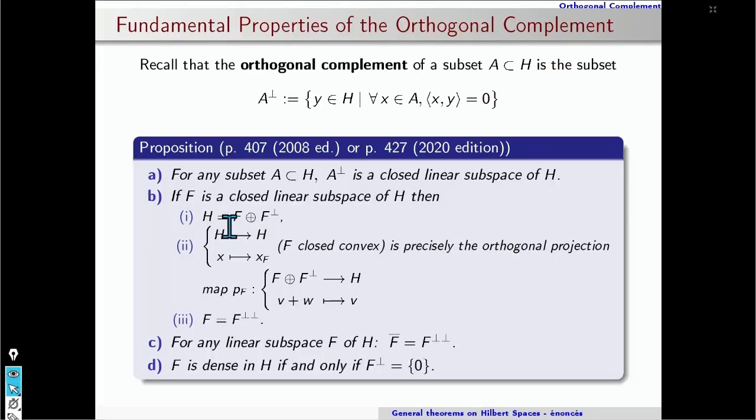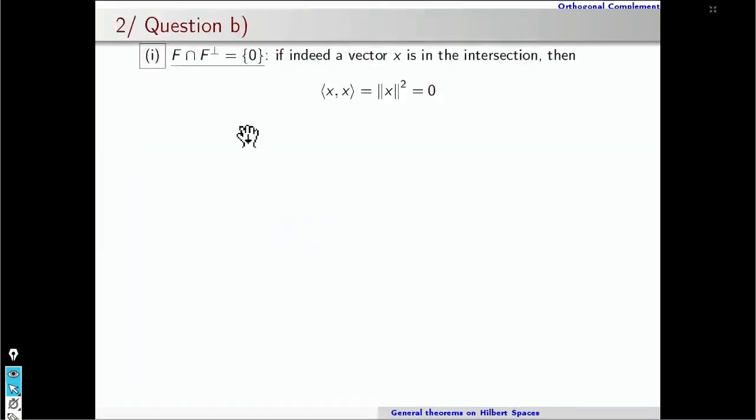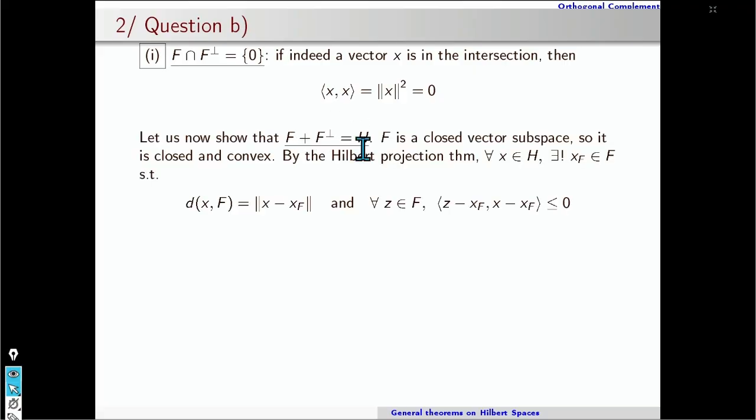Second property, we need to show that if F is a closed linear subspace, then one has the direct sum. So first property, the intersection is reduced to 0. Let us consider an element in the intersection. It is orthogonal to itself. So by the definite positiveness of the inner product, it is equal to 0. Let us show that the direct sum generates H.